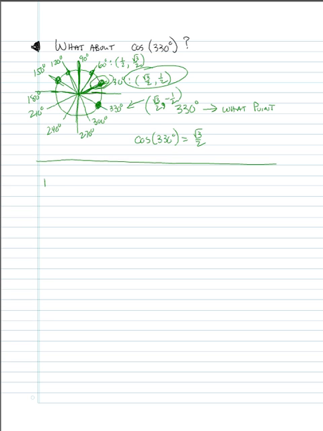Well, but not all angles are multiples of these special angles. Special angles. See, what about the cosine of 5 pi over 7?